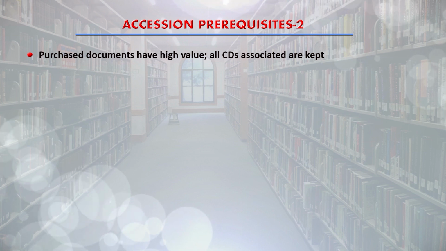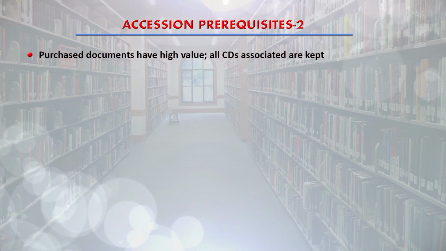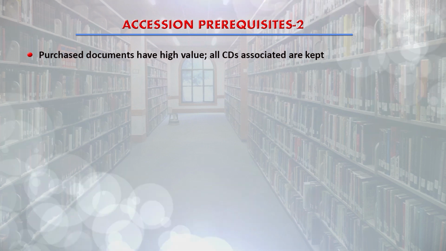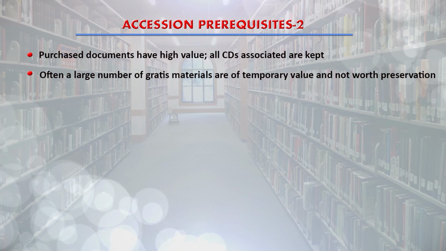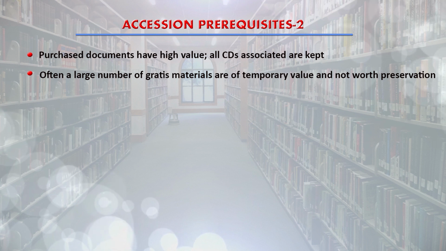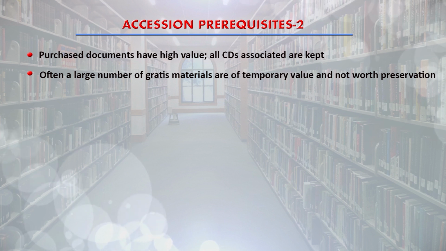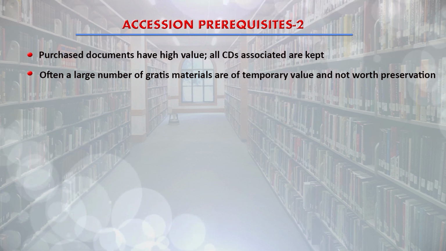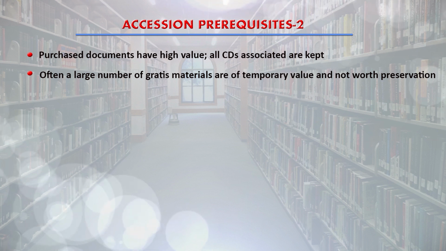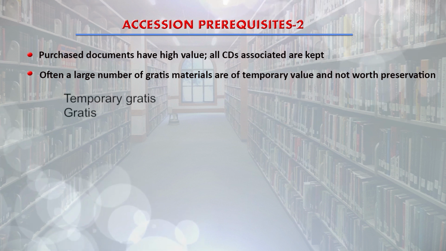So all those things coming to the library without any price tag, we call gift or gratis material. Now, in gratis material, some are good books or good material, and some are not so good or not relevant for us. So basically we have to preserve very selectively. In this case, we consider something, and we outrightly reject something which is not required at all. Some are temporary gratis, some are gratis.